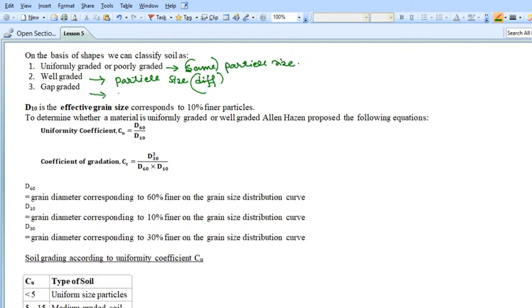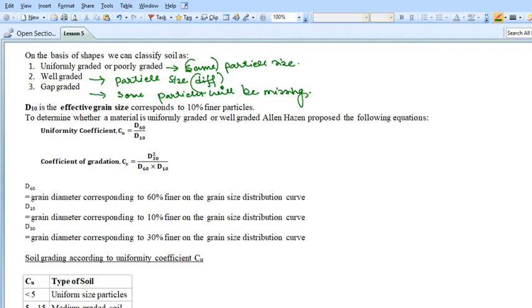And in gap graded, some particles will be missing. Okay, few of the particles will be missing in this case.